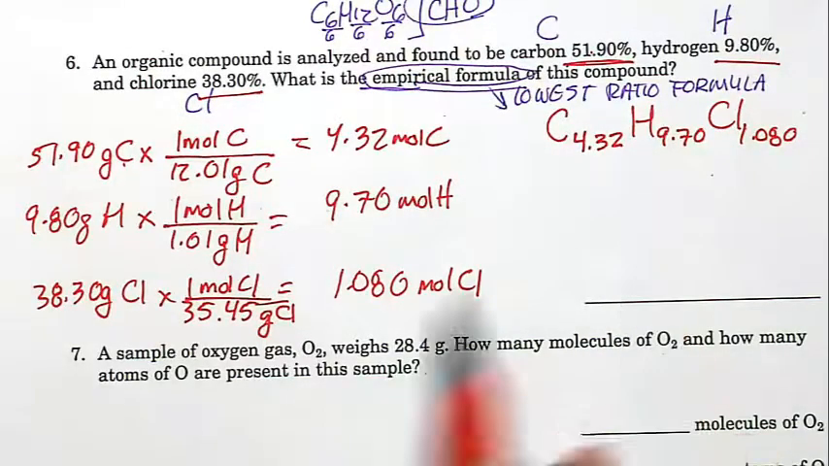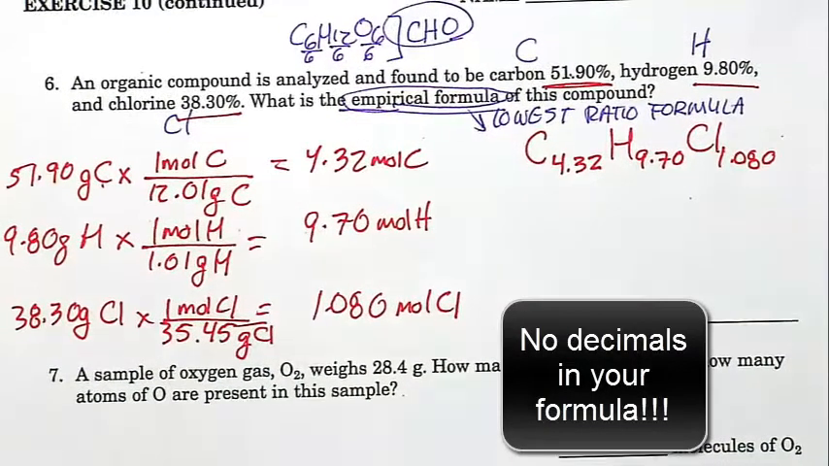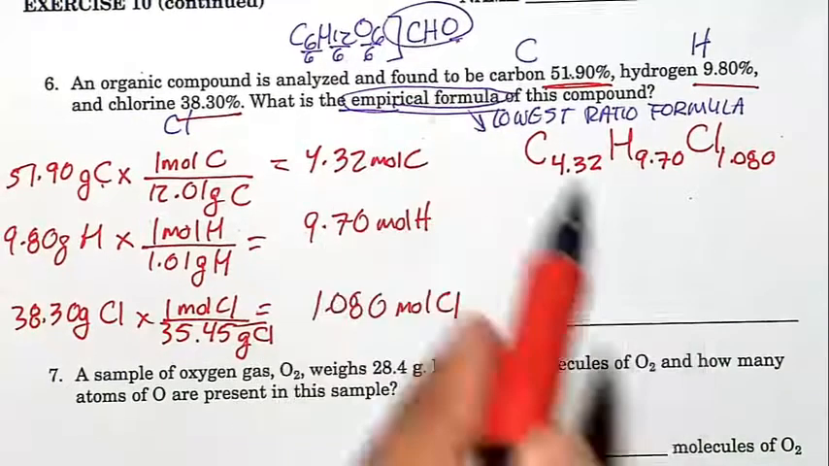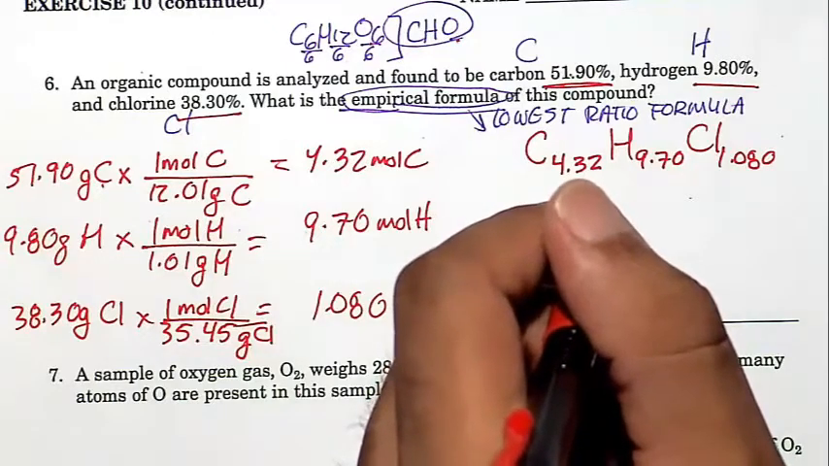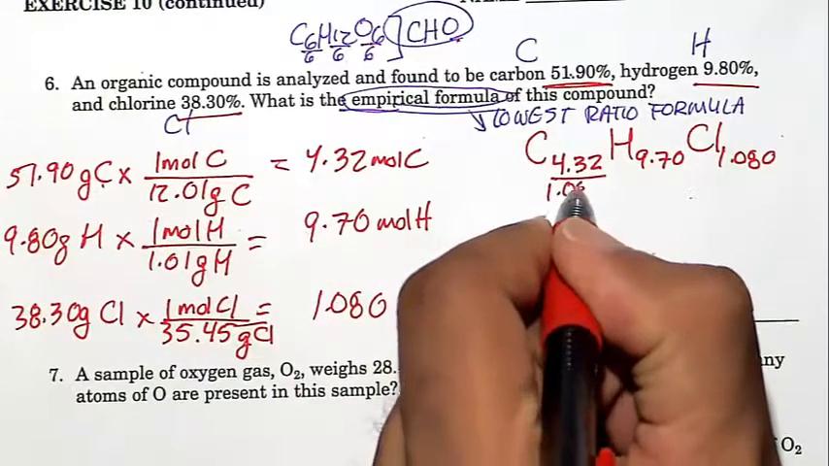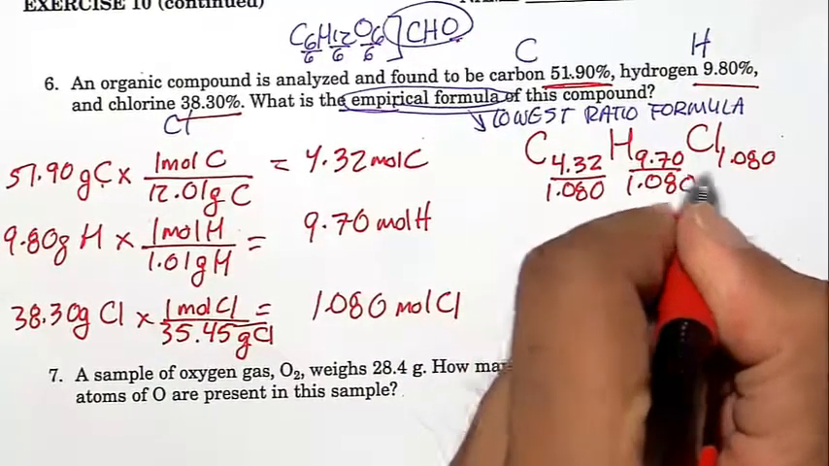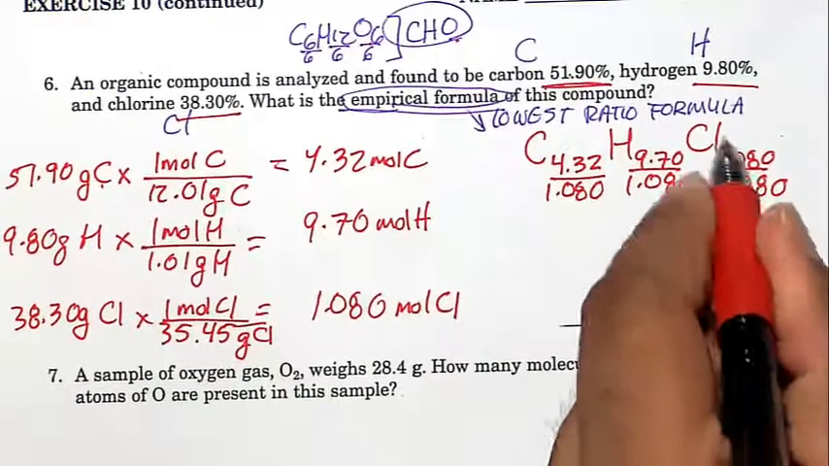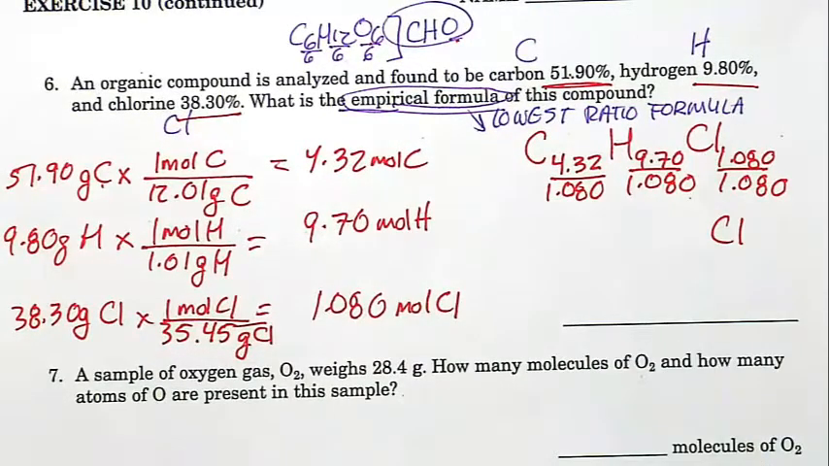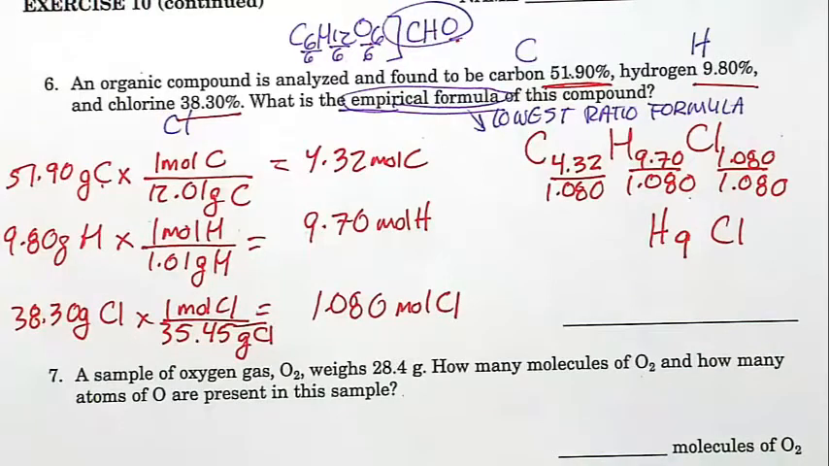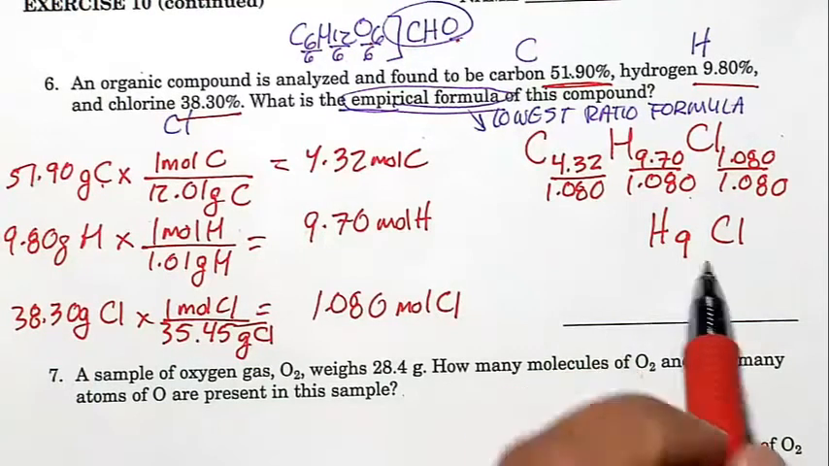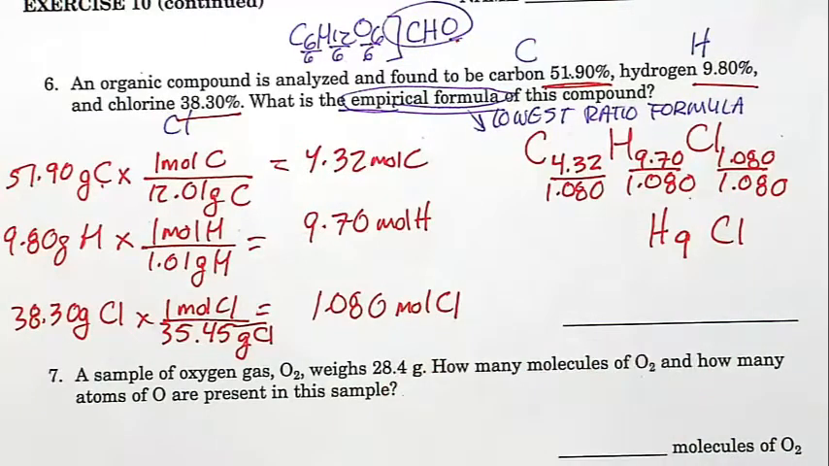So this cannot be a formula. You cannot have decimals or fractions in any formula, whether it's the empirical formula or the molecular formula. So you will do your lowest common denominator. The lowest common denominator is achieved by dividing everything by the lowest number. The lowest number here is 1.080, so that cancels out Cl. So I've normalized the Cl. 9.70 divided by 1.080 is 8.9, but I'm going to round that off to 9. Okay, so you can round up because you want a nice whole number here. You can't have 8.9 in your formula.